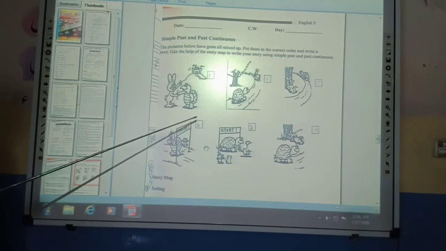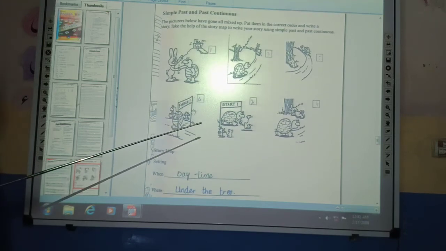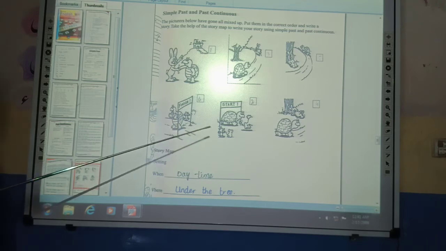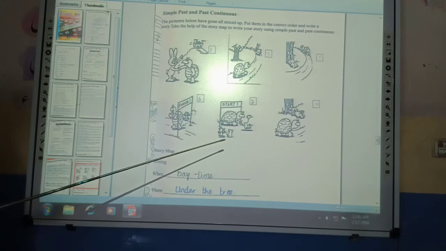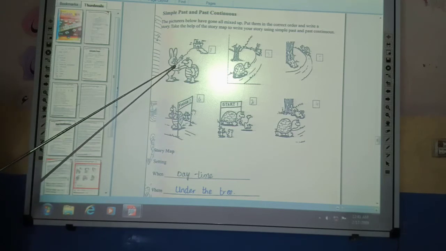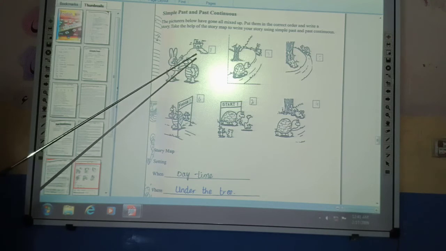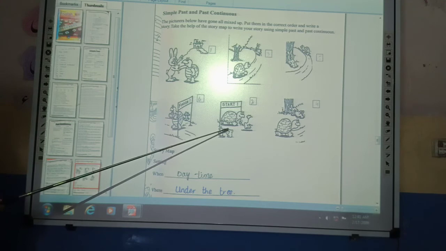Students, see, you know about the story of Hare and Tortoise. So these are the pictures of their story. We have to arrange them. The first one is: this is hare and tortoise. They both were friends, and they decided to start a race.